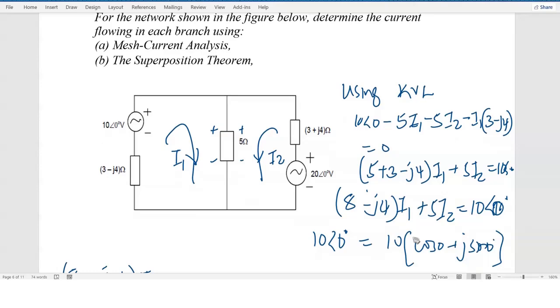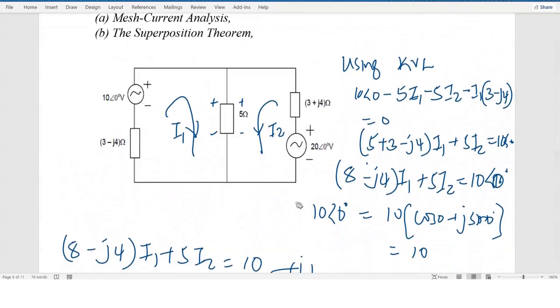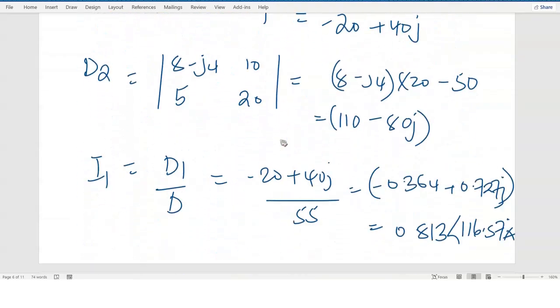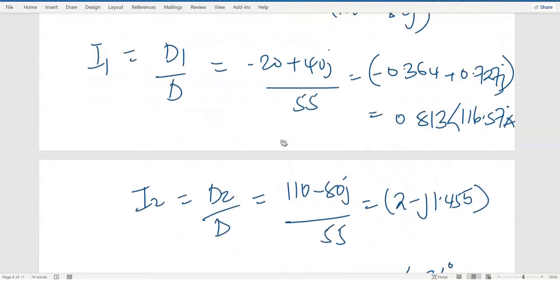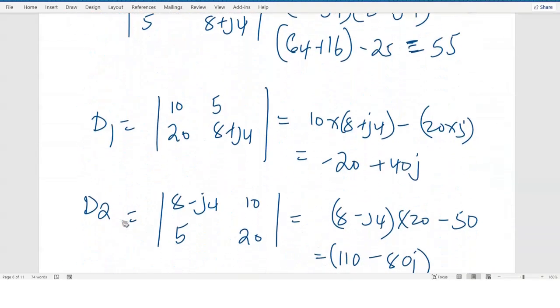On the left branch, we have I1, and on the right branch, we have I2. So if someone asked you the current produced by the 10 volt source, then it would be I1. The current produced by the 20 volt source would be I2. And when you look carefully, you see that I2 is greater, obviously because it is coming from a bigger source. And I1 is smaller because it is coming from a smaller source.